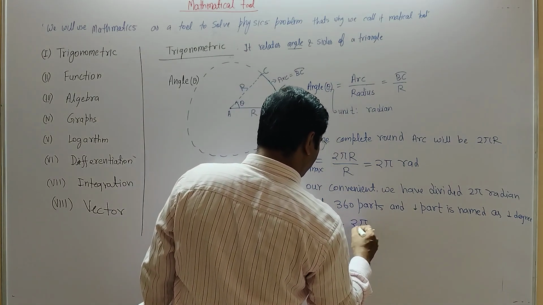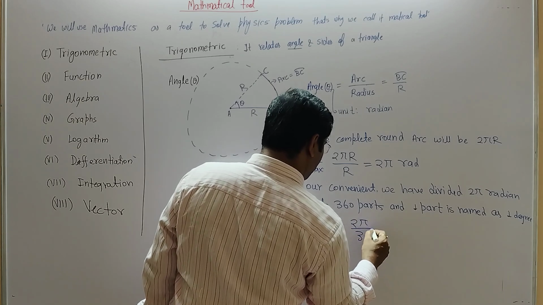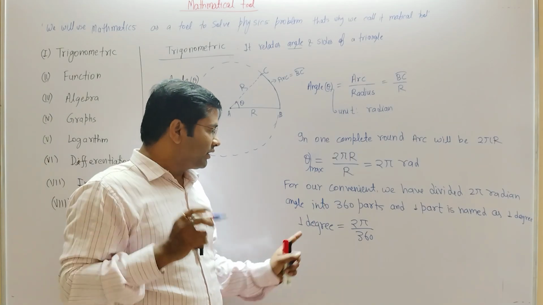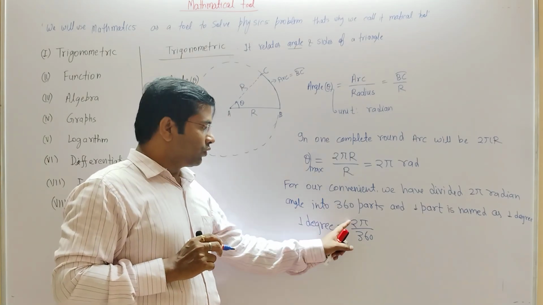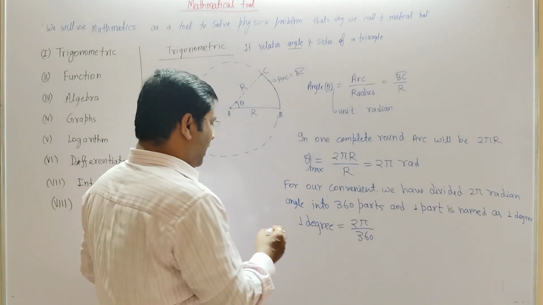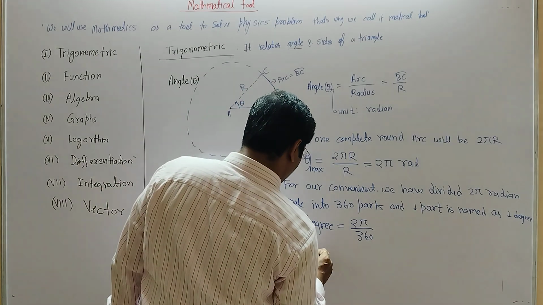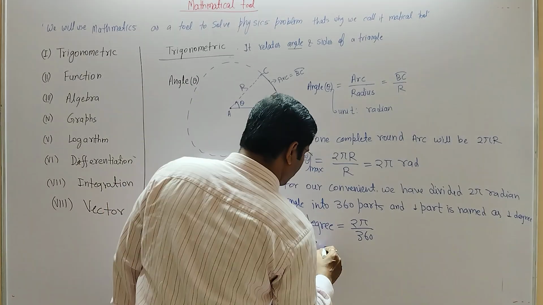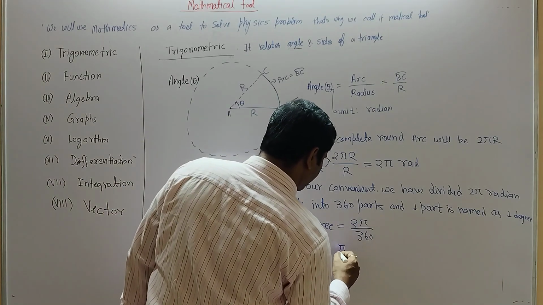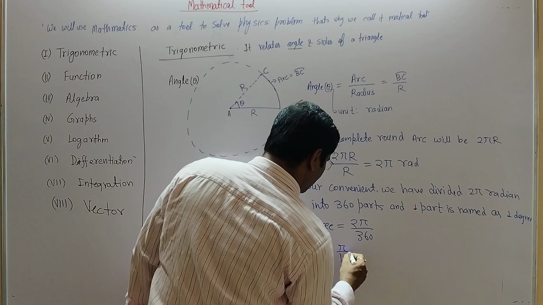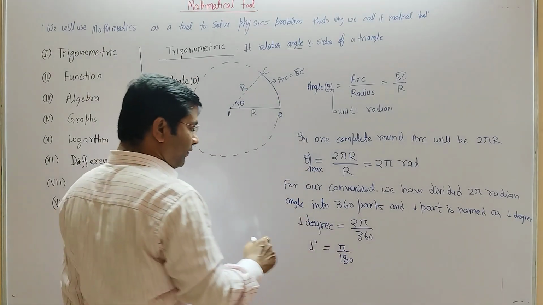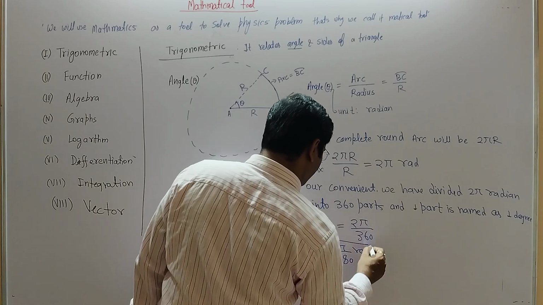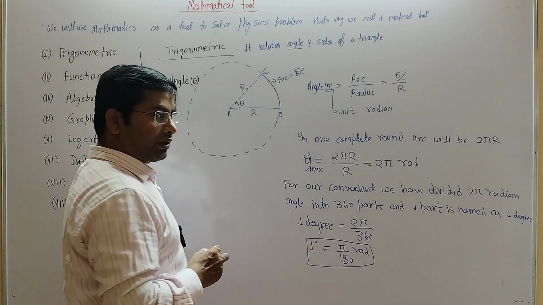2 pi upon 360, because 2 pi radian is divided into 360 parts, and one part is named as 1 degree. So 2 pi upon 360, that is 1 degree, and we write it like this. This is the representation of degree. So this 1 degree is pi upon 180. So we are getting one formula: 1 degree equal to pi upon 180 radian. This is the conversion formula we are getting here.